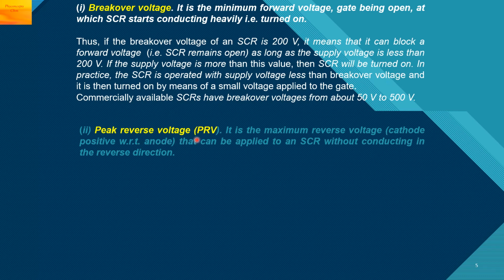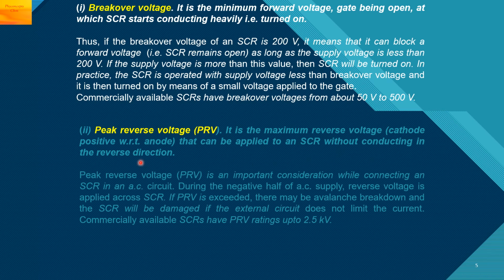Peak reverse voltage, PRV, is the maximum reverse voltage that can be applied to an SCR without conducting in the reverse direction. Commercially available SCRs have PRV ratings up to 2.5 kilovolts. If the PRV is exceeded, there may be avalanche breakdown and the SCR will be damaged.